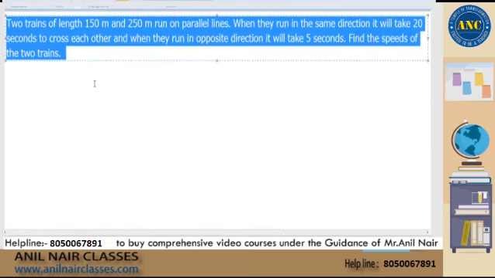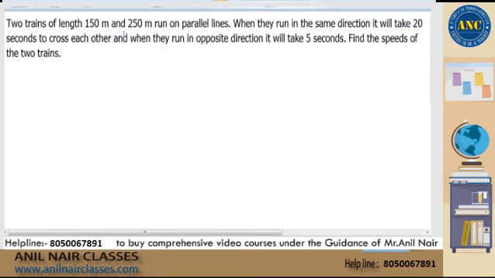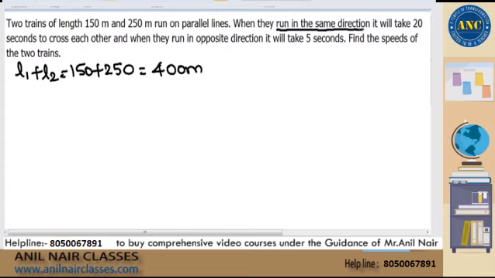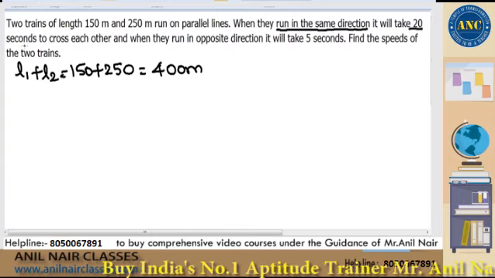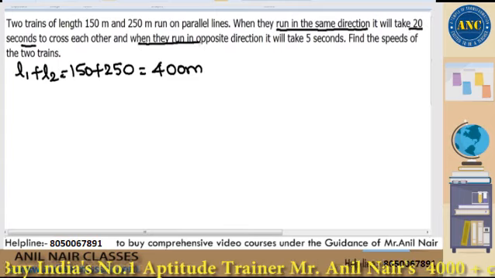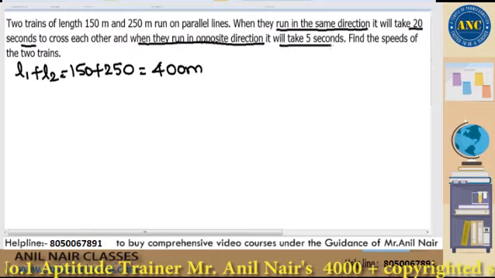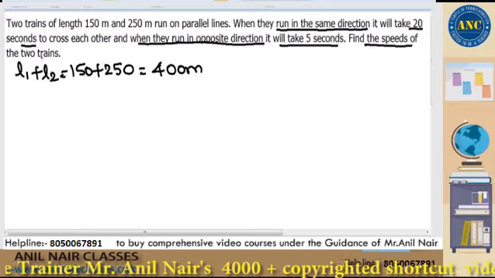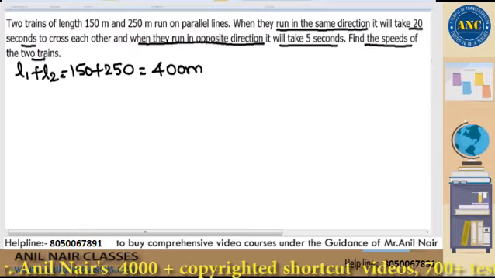Now see here. The question is, two trains of length 150 meters and 250 meters run on parallel lines. The total length is 150 plus 250. We all know that the numerator is always L1 plus L2. So it is 400 meters. The next statement says, when they run in the same direction, it will take 20 seconds to cross each other, and when they run in the opposite direction, it will take 5 seconds. Find the speeds of the two trains.